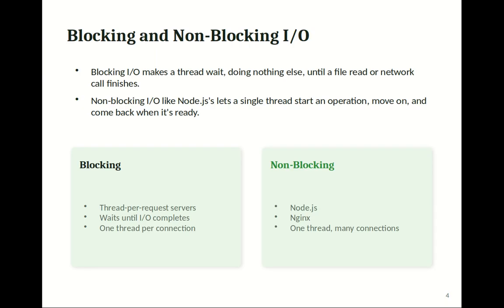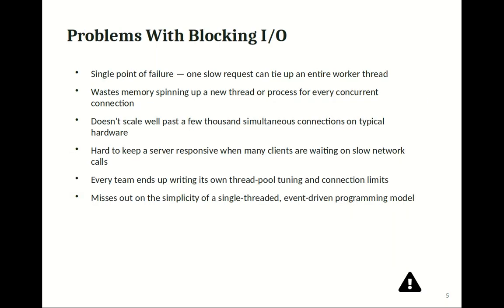Blocking, thread per request servers, wait until input-output completes, one thread per connection. Non-blocking, Node.js, Nginx, one thread, many connections. Problems with blocking input-output. Single point of failure. One slow request can tie up an entire worker thread.